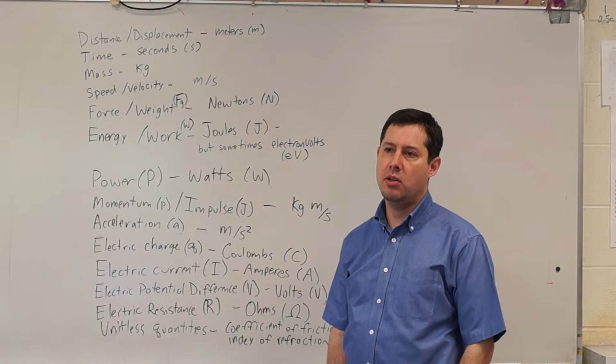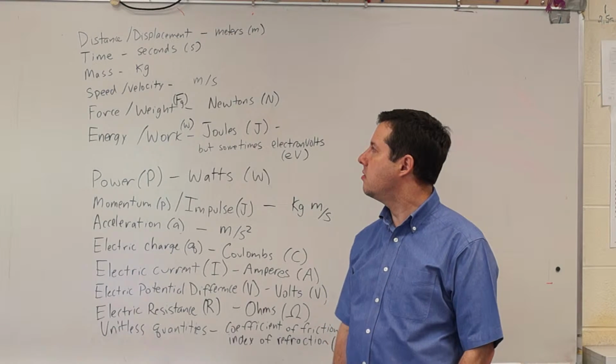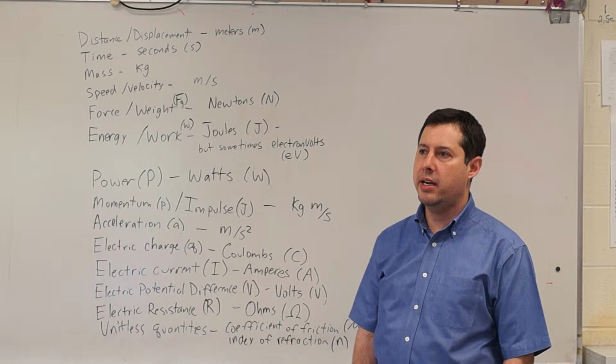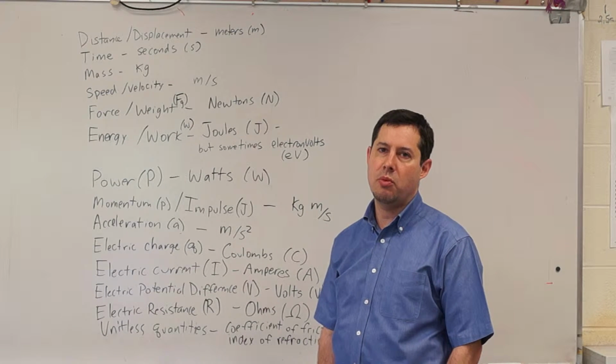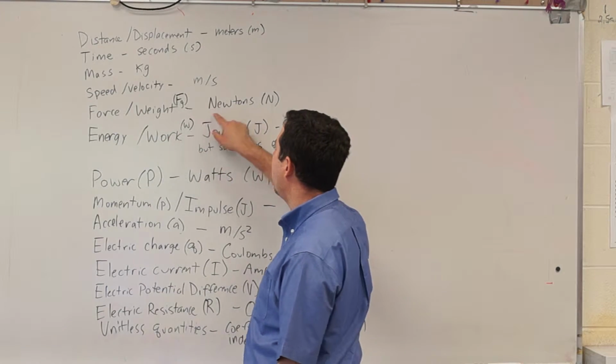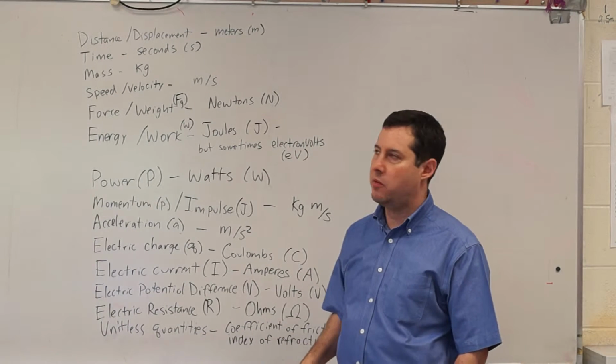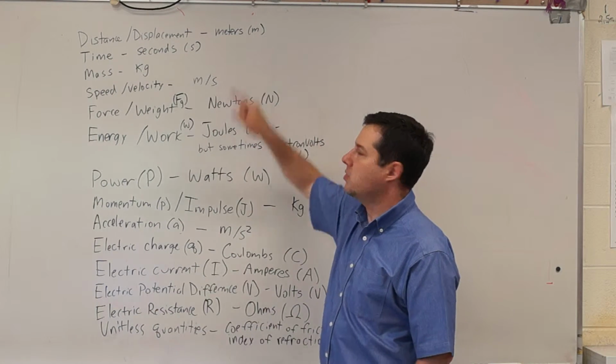These are often called or related to the System International, SI units. And some of these are directly related to SI, and some of them are what we call derived units, meaning they can be created with SI units. So force and weight are measured in newtons, and that is a derived unit that can be expressed with some of the other units, like kilograms, meters, and seconds.